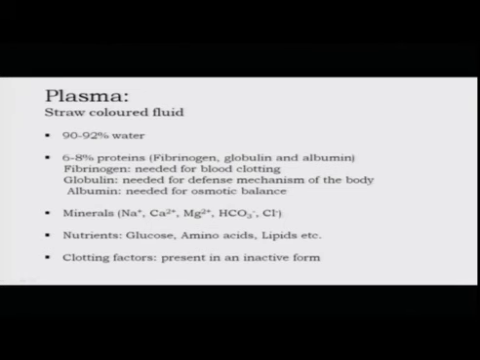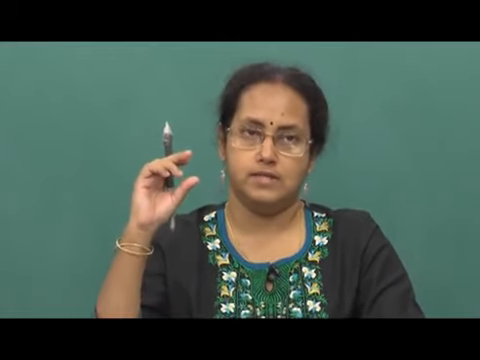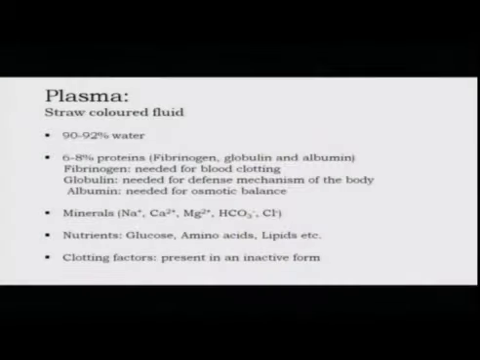So, first let us begin with plasma. Plasma is what remains if you remove all the cellular components or the formed components of the blood. If you put a little bit of your blood in a machine called a centrifuge, which spins it at a very high speed, what remains at the bottom is the cells, and what remains at the top is a clear liquid which is called the plasma. Now, the plasma does not comprise just liquid, it also has some proteins and other substances dissolved in it, which I am going to describe now.